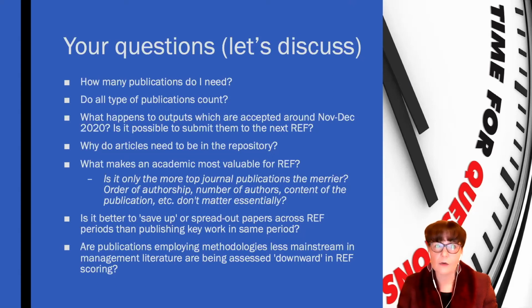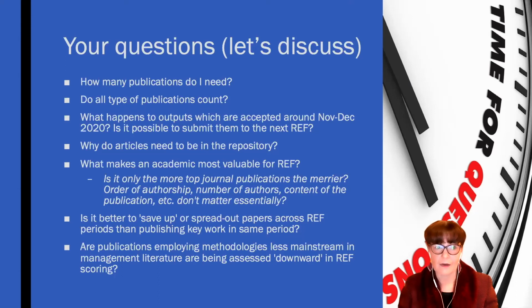Then the second question, do all types of publications count? As you saw from one of the previous slides, books have also been submitted, and they were typically rated quite highly, which is in a way not surprising, because a book is a very substantial piece of work. So yes, you can submit any type of publication. You can even submit conference papers. You can submit practitioner articles. But conference papers and practitioner articles are not likely to be ranked very highly. So the university will prefer you to submit journal articles or books.